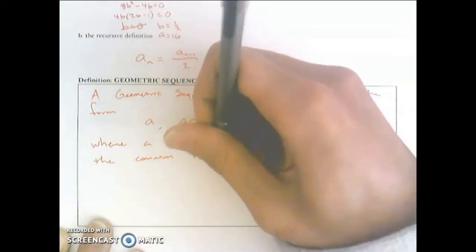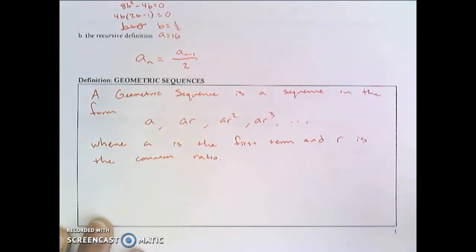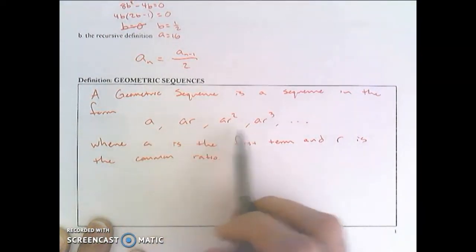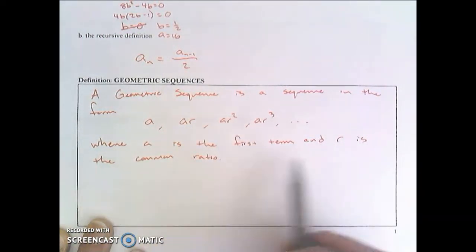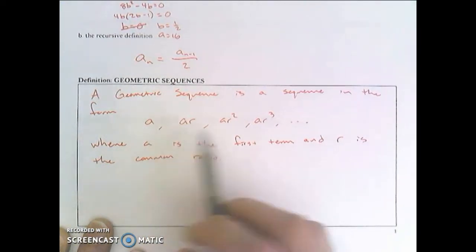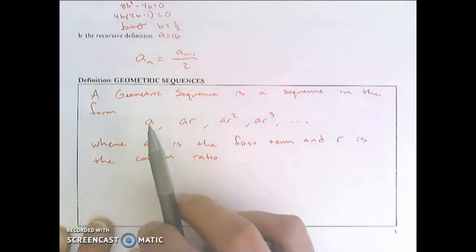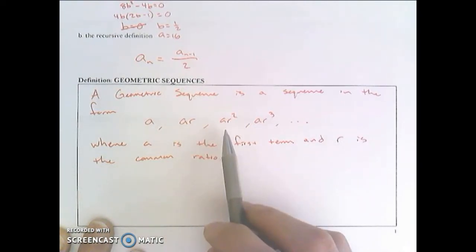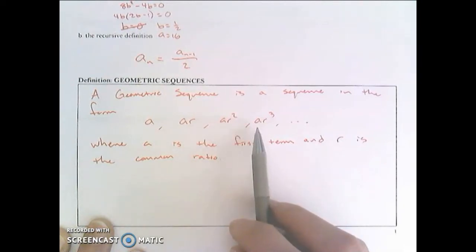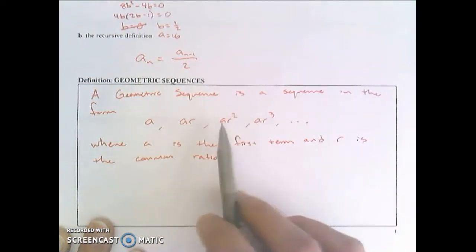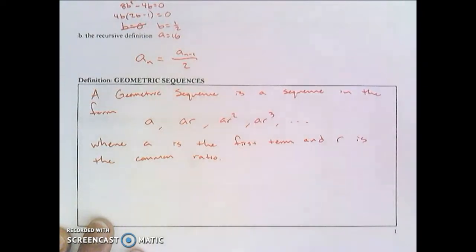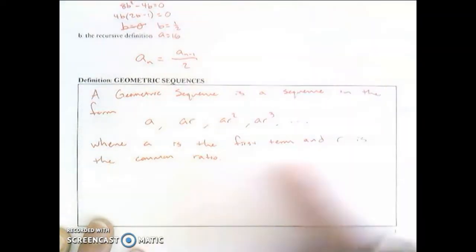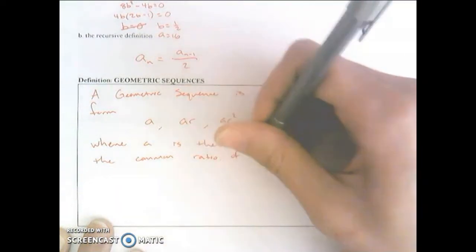So just like in arithmetic sequences where d is the common difference, in geometric sequences, because the rate of change is multiplicative, r represents the common ratio between each term. So what happens between each term? Well, from a to ar, we multiply by r. From ar to ar squared, we multiply by r. From ar squared to ar cubed, we multiply by r. So that common ratio between each successive term is r, the common ratio of the sequence.